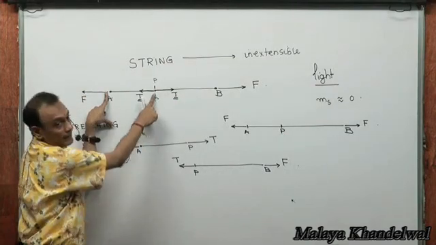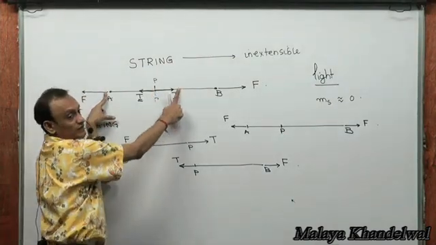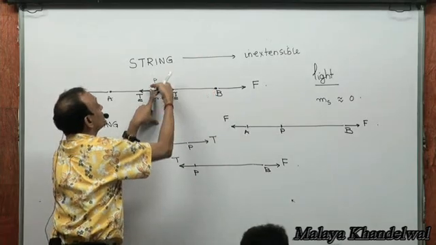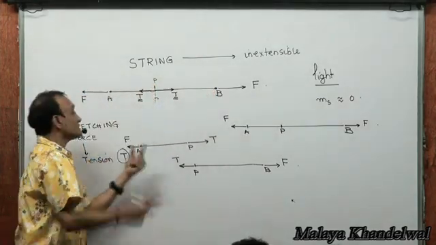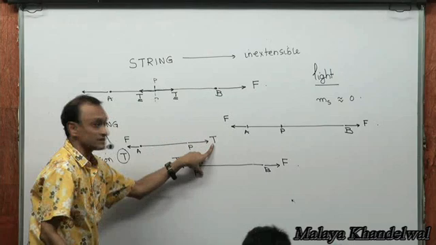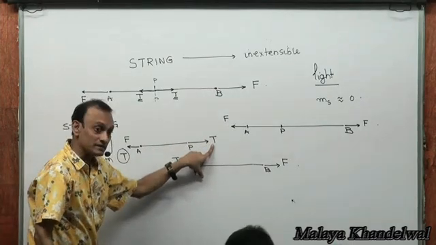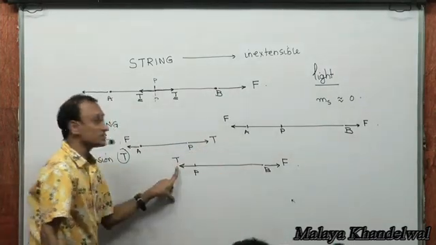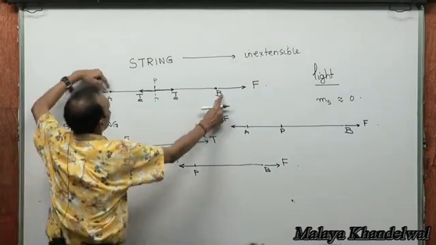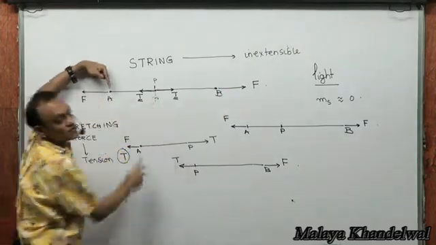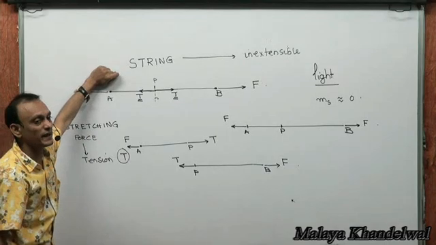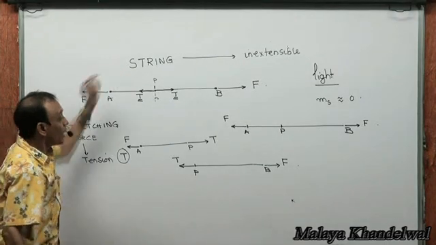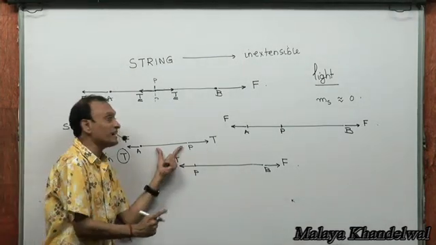But if you look at AP, then this T will be rightwards. If you look at PB, this T will be leftwards. So for AP, this is not balanced. For PB, this is not balanced. But for AB, this T balances off. It cancels off in pairs. Yes or no?